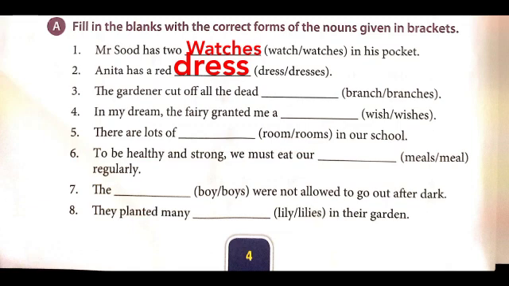Number 3. The gardener cut off all the dead dash. The options are branch, branches. All the dead. All denotes many. So the correct answer is branches.